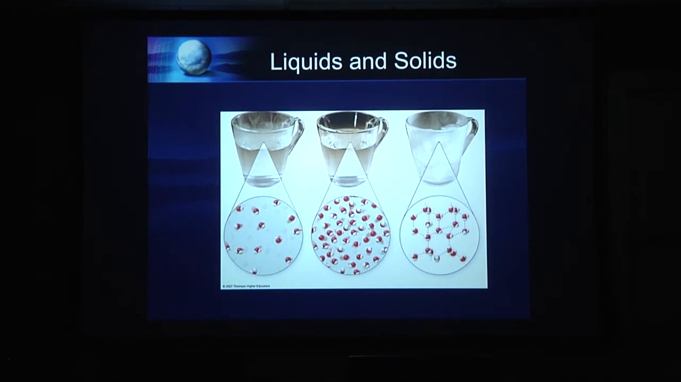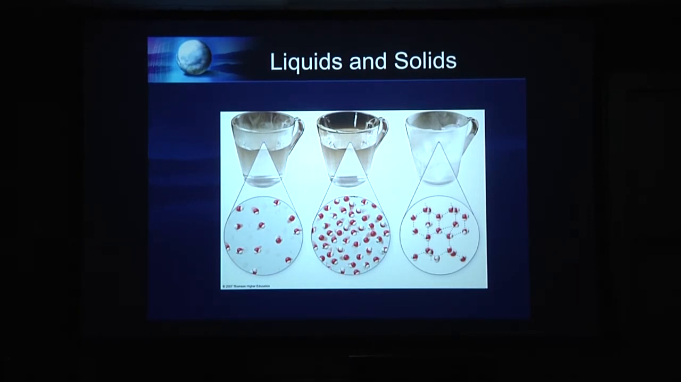So this picture shows the three main states of matter. We're not going to talk about Bose-Einstein condensate or plasma. These are the main types of matter that we encounter in normal life. And the main difference between these is just the distance between the molecules. The gas phase is on the left-hand side. The molecules are far apart. There are no cohesive forces.